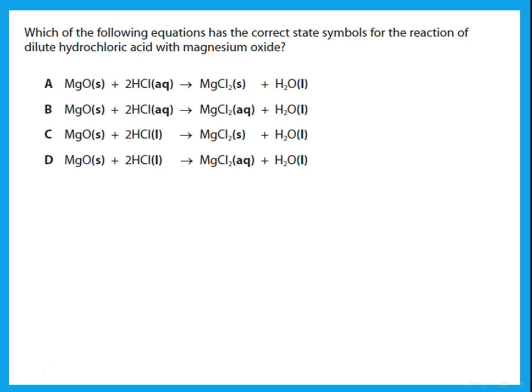Which of the following equations has the correct state symbols for the reaction? Okay, magnesium oxide is a solid, and that's correct in all of them. Now, HCl is what? We said HCl is aqueous, so only A and B are correct. Now, magnesium chloride, remember, barium chloride, calcium chloride, magnesium chloride, all of them are aqueous, not solid, and water is a liquid, so my answer is B.